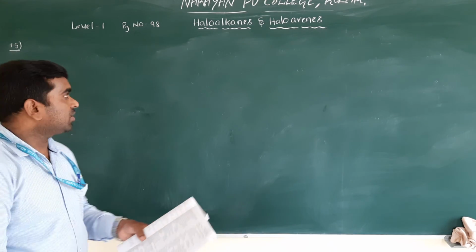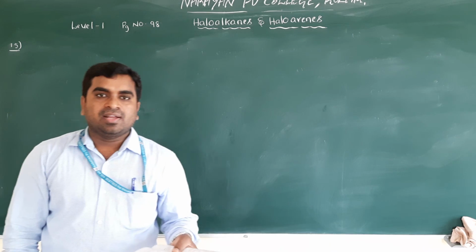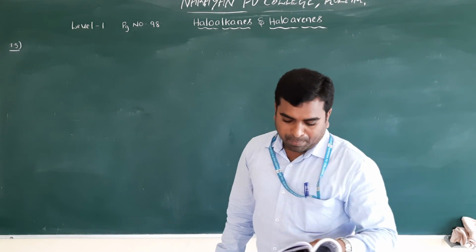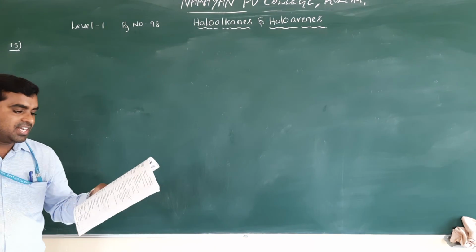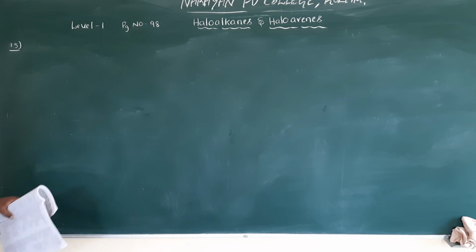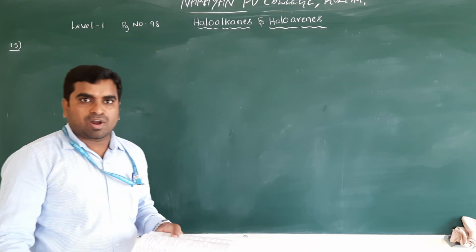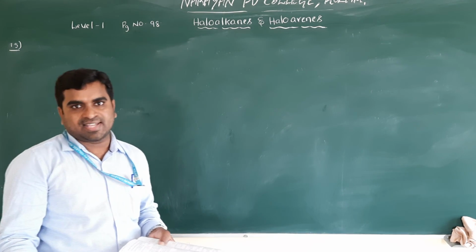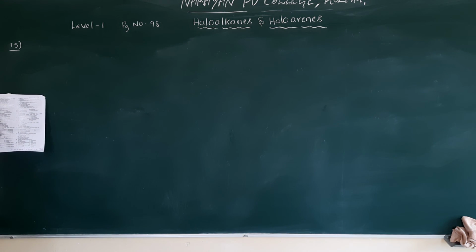Coming to the next question, the 15th question. It is based upon the carbylamine reaction, what I have discussed in the previous class. Carbylamine is liberated when a compound is heated with chloroform and alcoholic potash. Carbylamines means what? Isocyanides. I already mentioned isocyanides can also be called carbylamines. So they are mentioned here.